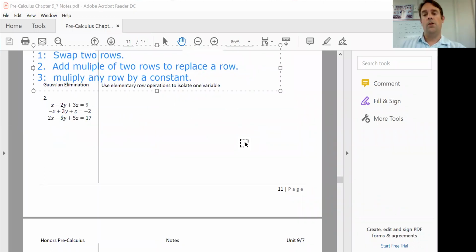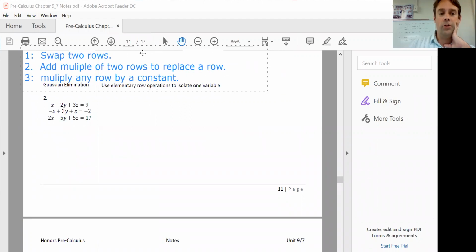Now, we have three rules, but you need to realize we also have a couple goals that we're looking at. So as we go through and solve using our rules, we're looking to take this in steps. The first thing we always have to do. Oh, that wasn't very good, was it?